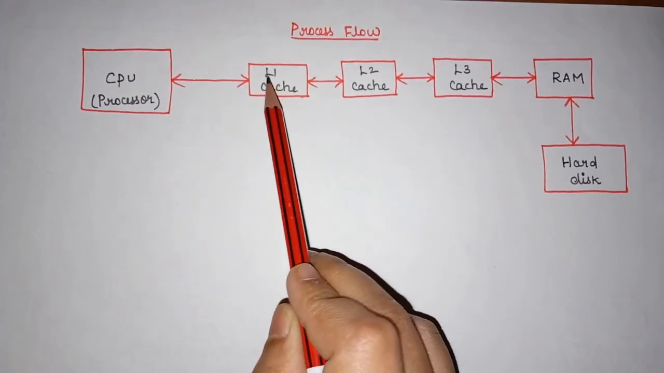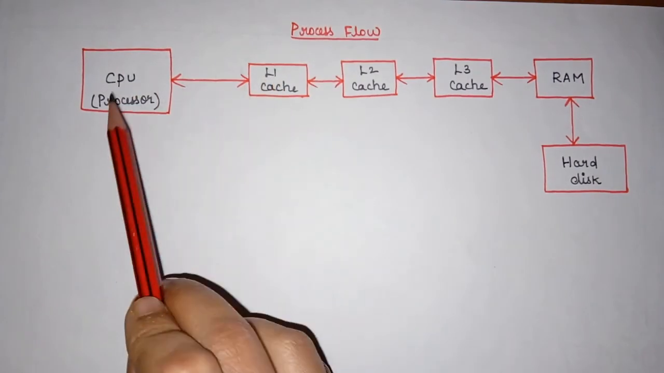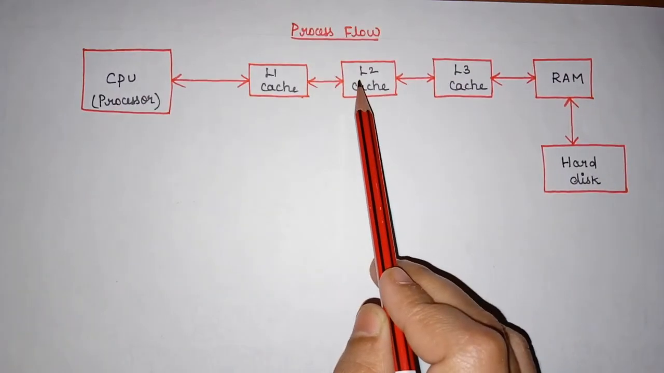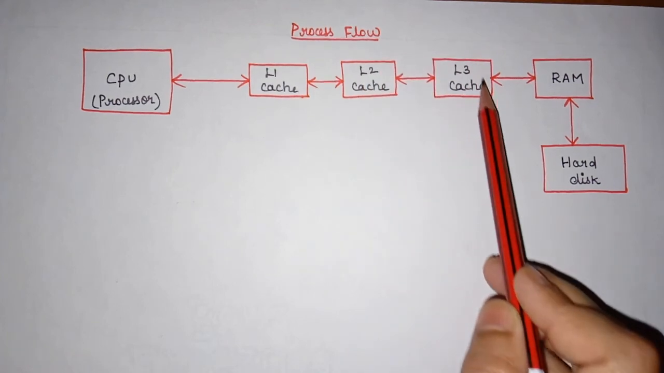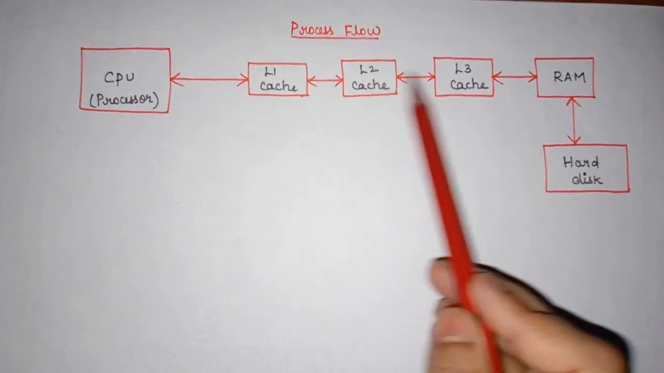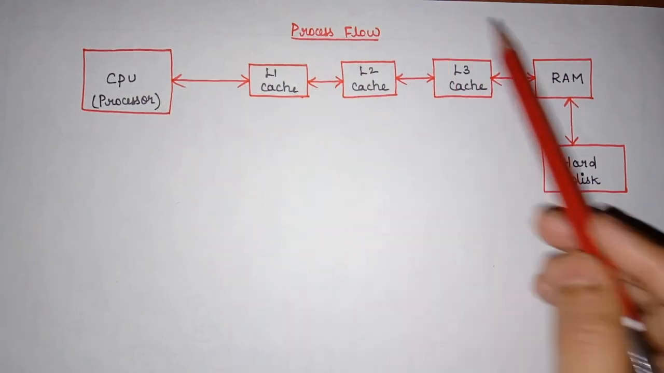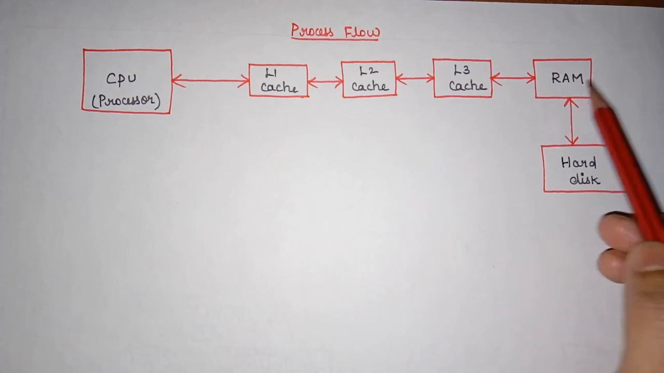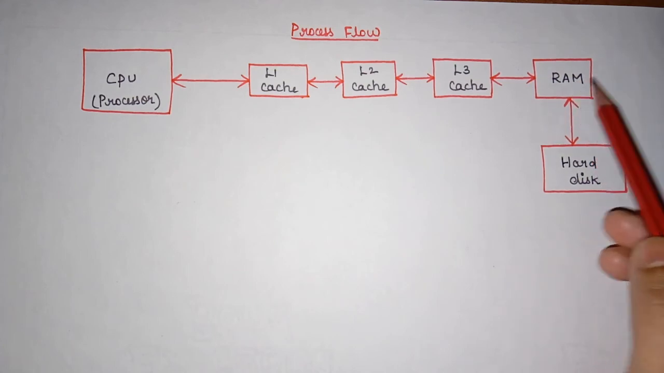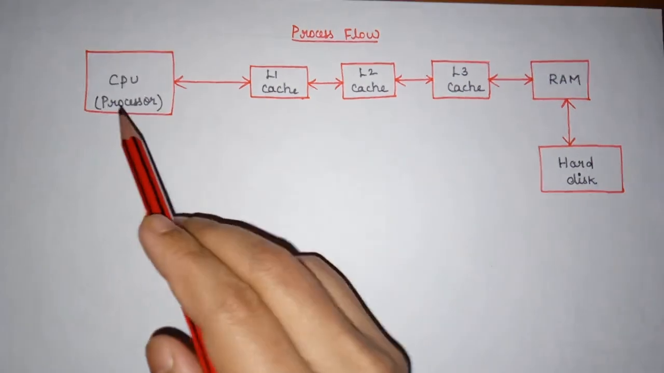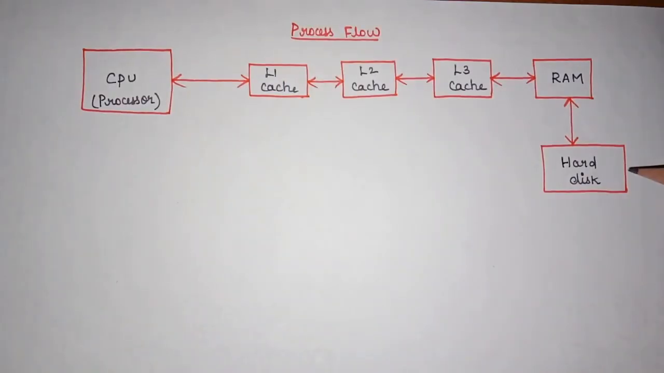If this information is not available in L1 cache, then the CPU will look in the L2 cache. And if the L2 cache doesn't contain that information, then it will look into the L3 cache. If the L3 cache also doesn't contain that information, then the CPU will look into the RAM. Then again, if the RAM also doesn't contain that particular information, then the CPU will look into the hard disk.